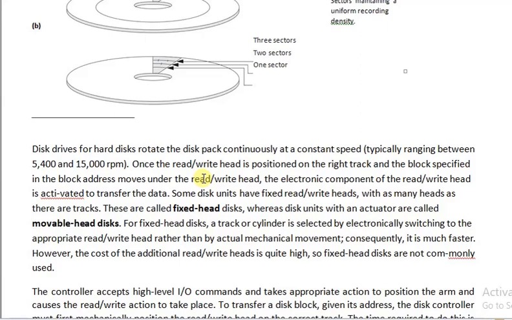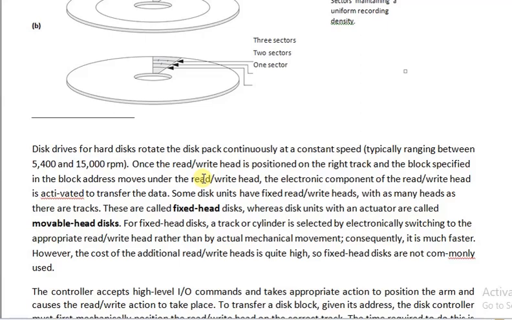Why is the hard disk rotated? In order to place the read-write head at the exact position where the user wants to read the data from the storage unit. After placing the read-write head at the exact position, the user can successfully retrieve the data and carry out the required operation.